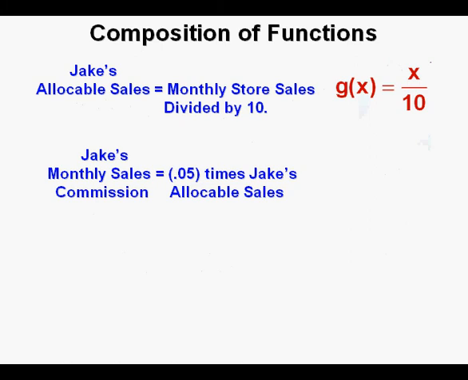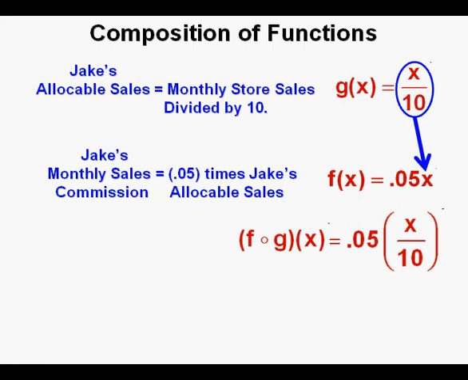Now we're going to proceed to the abstract. For the first function, to determine Jake's allocable sales, it will be g of x equals x divided by 10. And for the second function, to determine Jake's monthly commission, we have f of x equals 0.05x, which is 0.05 times x. To get f of g of x, we take the x divided by 10 and place it here in place of the x in the second function. So as a result, we have the composite function f of g of x is equal to 0.05 times x over 10. And simplified, the function becomes f of g of x equals 0.005x.